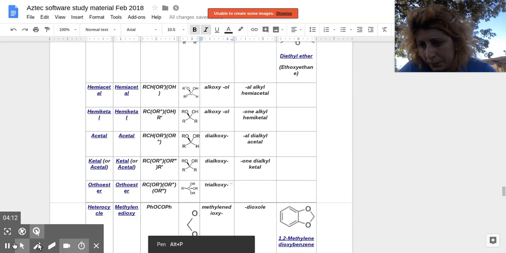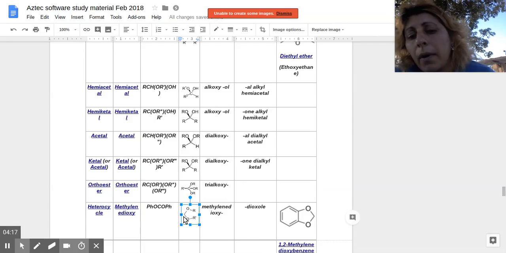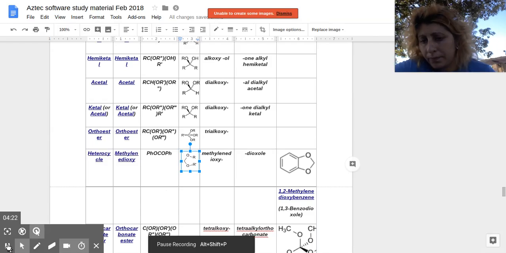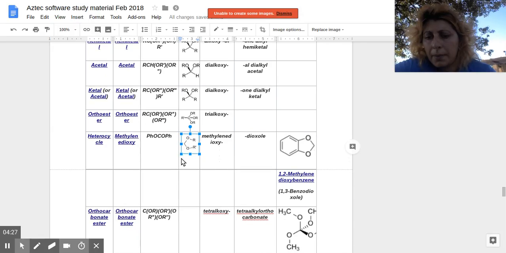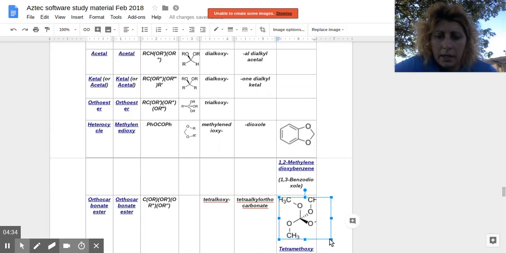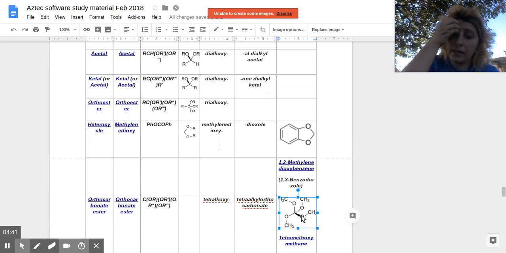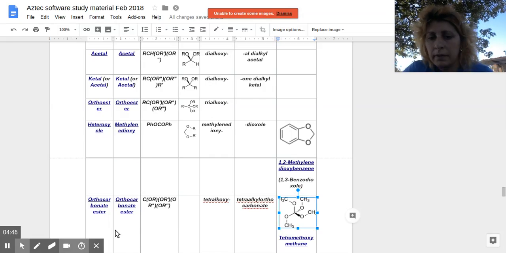Heterocycle is a carbon bound to two OR groups. Kind of looks like a ring. Orthocarbonate ester, COR, carbon in the middle, oxygen and CH3 groups coming off the central carbon.